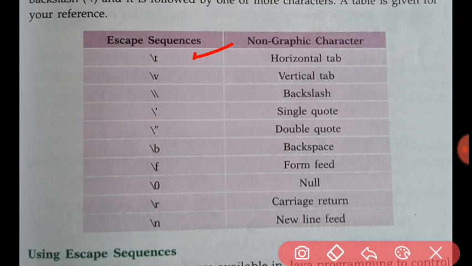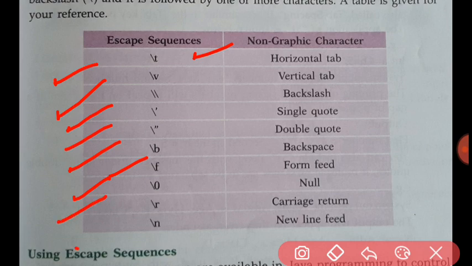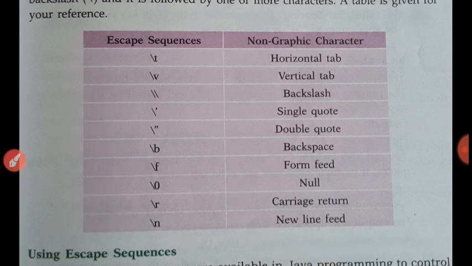Similarly, \v is the vertical tab, a double backslash gives a backslash, then there are the single quotation mark, double quotation mark, backspace, form feed, null, carriage return, and new line. So these are some escape sequences. Let us see some examples of this.